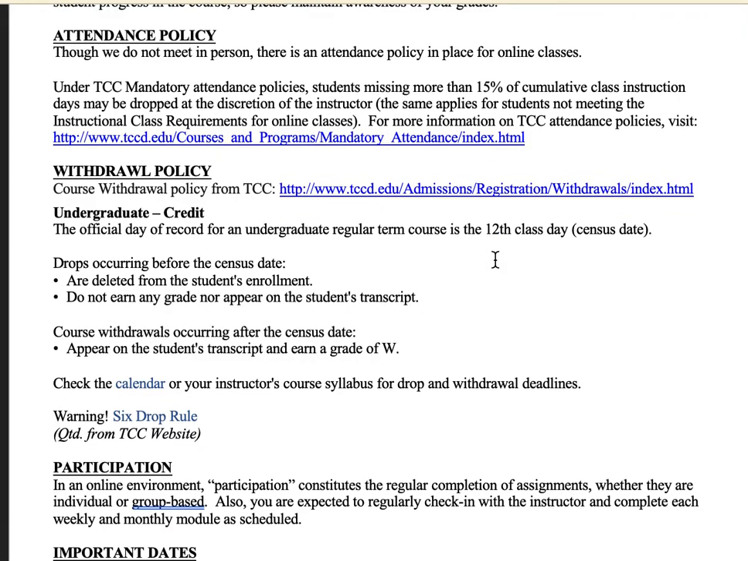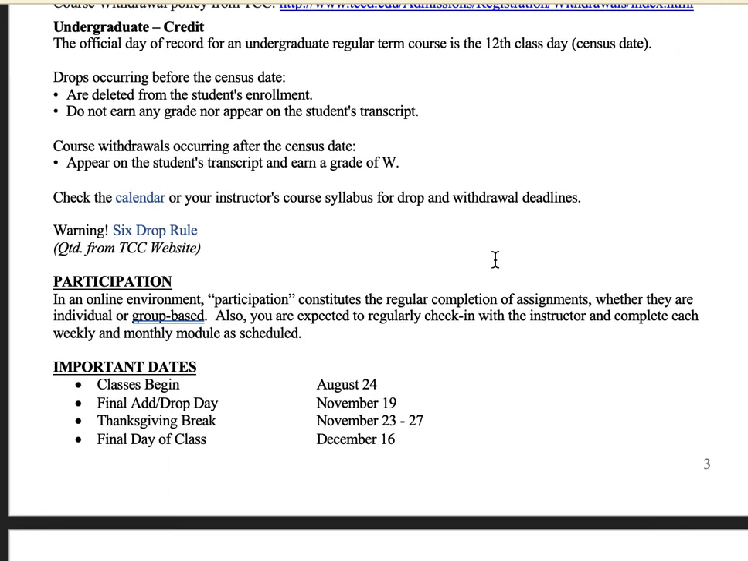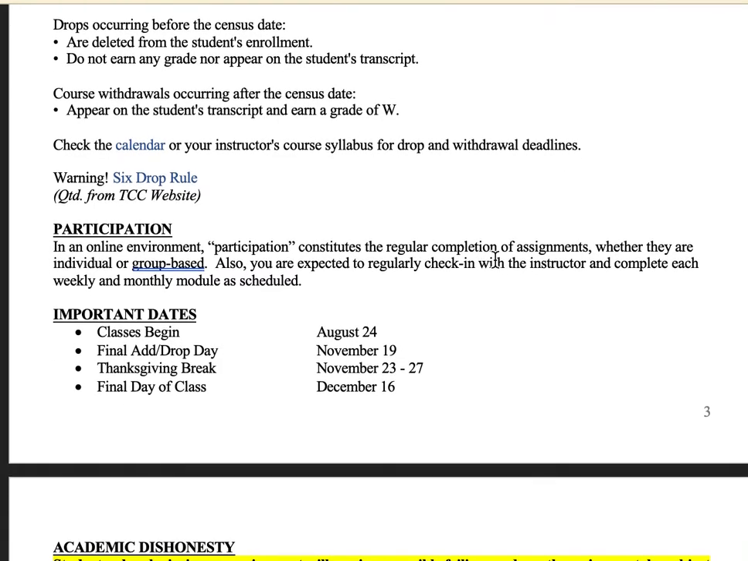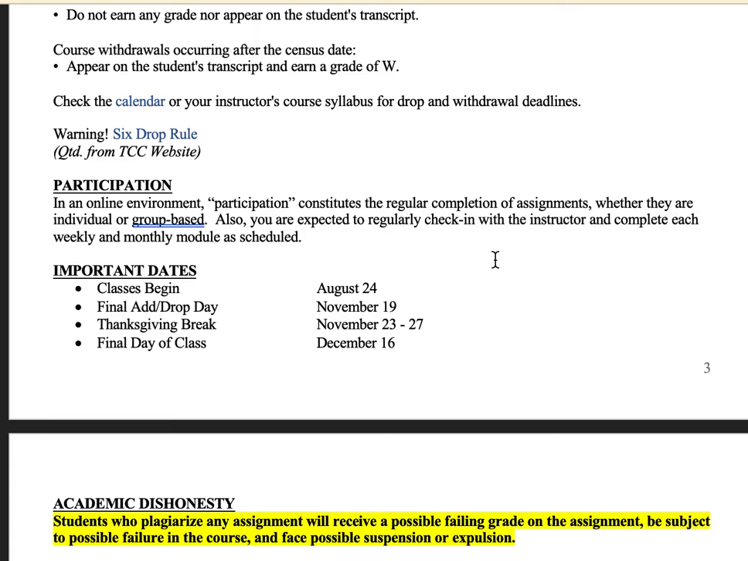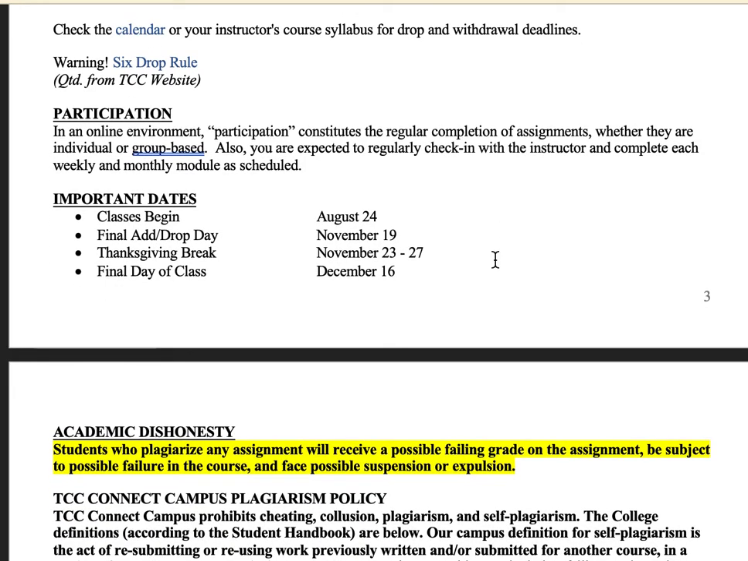There is an online attendance policy. It's basically if you're missing more than 15% of the class, this is a TCC policy, the instructor has the right to drop you from the course, so make sure that you are not missing more than 15% of the class. The drop information is right there. Online participation is 5% of your grade, like I said, and really that just means that you're completing your assignments, you're emailing me if you have questions, and you're communicating with me as needed.